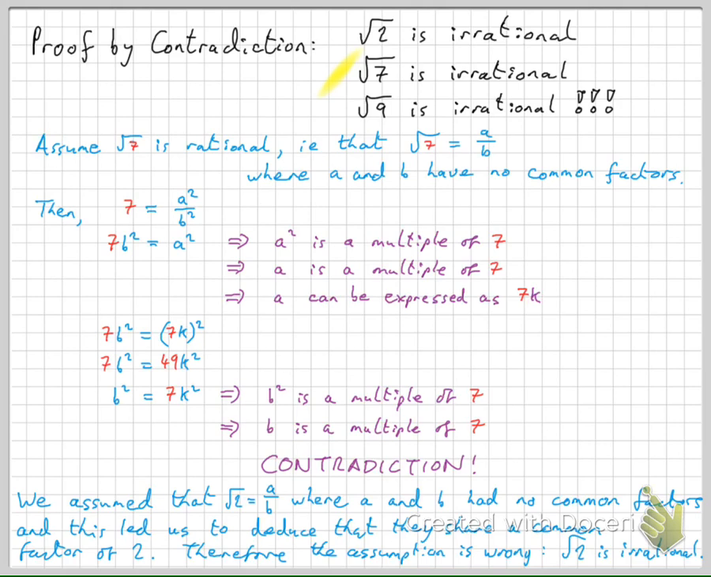We've got a contradiction because both a and b are multiples of 7, which goes against our statement up here about having no common factors. And then we can complete or correct our conclusion at the bottom. So we assume that the square root of 7 equals a over b, where a and b have no common factors. And this led us to deduce that they in fact share a common factor of 7. Therefore, the assumption is wrong. Root 7 is irrational.